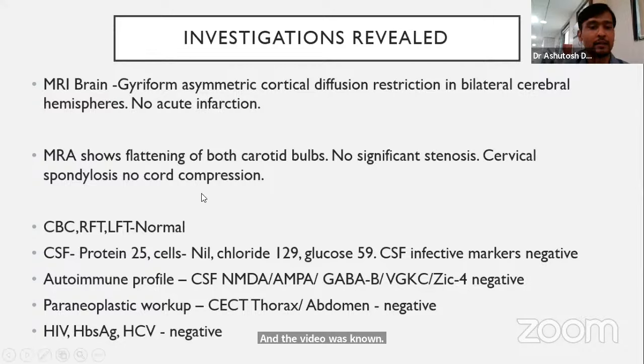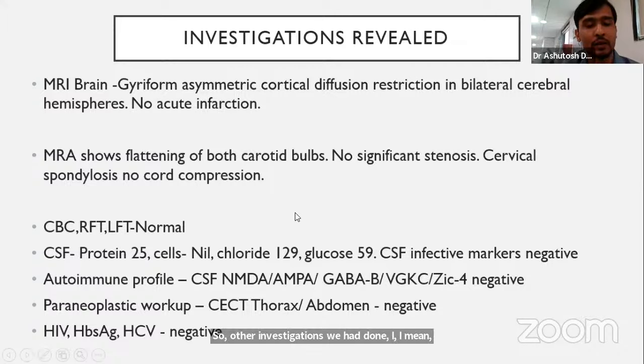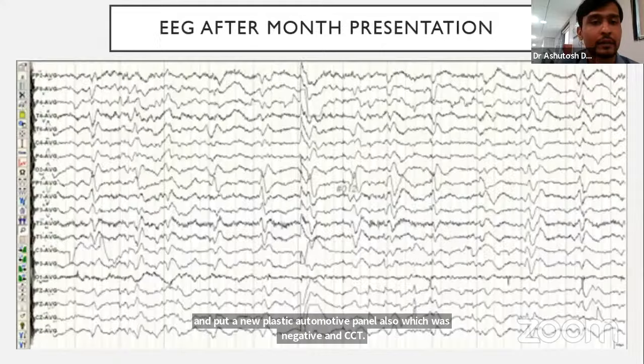Other investigations: we had done routine investigations, CBC, RFT, and LFT, which were normal. CSF we had done: protein was 25, there were no cells, chloride was 129, glucose 59, and CSF infective markers were negative. Autoimmune profile in CSF as well as serum was negative. We had also done paraneoplastic workup and paraneoplastic autoimmune panel, which was negative, and CECT thorax and abdomen were negative, and TORCH was also negative.